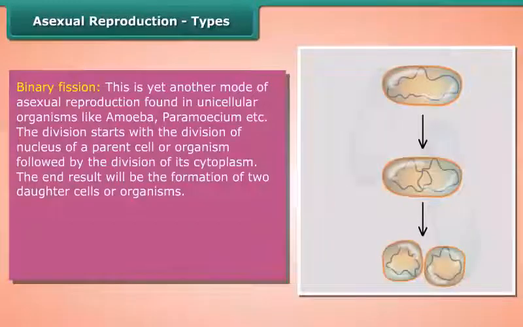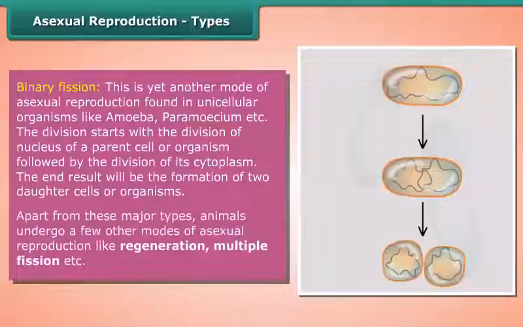Binary fission. This is yet another mode of asexual reproduction found in unicellular organisms like amoeba, paramecium, etc. The division starts with the division of nucleus of a parent cell or organism followed by the division of its cytoplasm. The end result will be the formation of two daughter cells or organisms.